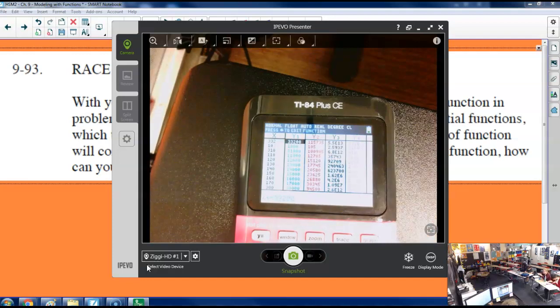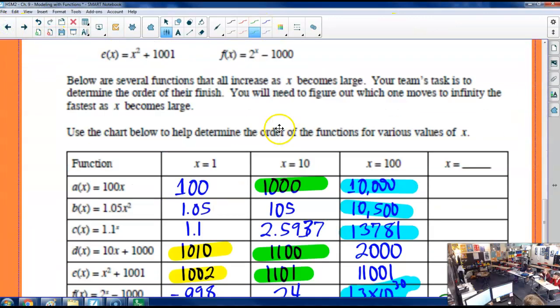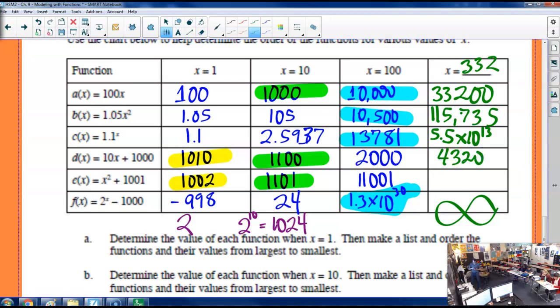332. Wait, so at 332, this is 33,200. 15,735. 5.5 times 10 to the 13.